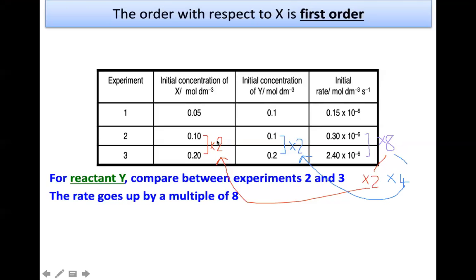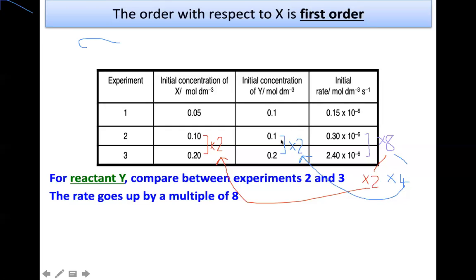We already know the order. Even though you use a different experiment, the order of X will always be the same in that particular reaction, okay? X will always be first order no matter how much you use for the same type of reaction. So we just have to focus on Y. Let's have a look at Y, okay?